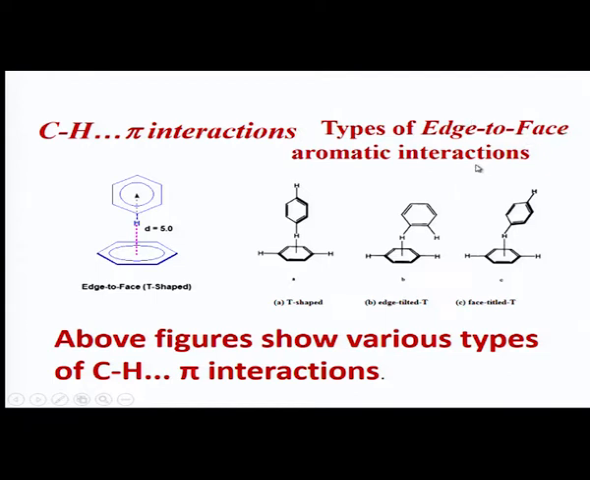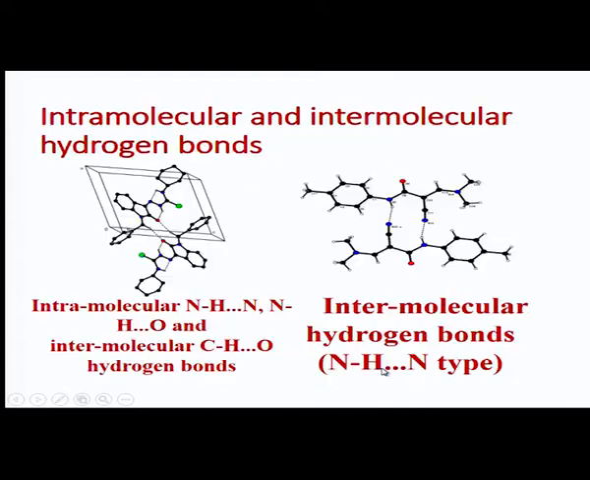Aromatic means it is a ring. Suppose a carbon is on the end of the ring, hydrogen is bonded, this is C-H. So, this is pointing towards the center of this ring, right. So, this will be one plane, this will be another plane, this is known as edge to face, called T shape. Now, in T shape there are different types, edge tilted T, face tilted T, it is very clear from the picture. So, these pictures show the various types of CH-pi interactions.